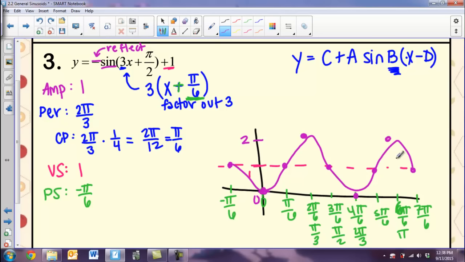And that's going to stop where it started, and you have 2 complete cycles of this sine graph.